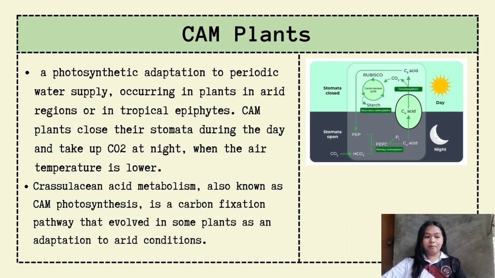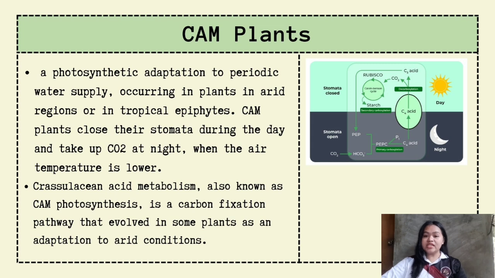Then next is CAM plants, a photosynthetic adaptation to periodic water supply, occurring in plants in arid regions or in tropical epiphytes. CAM plants close their stomata during the day and take up carbon dioxide at night, when the air temperature is lower. Crassulacean acid metabolism, or CAM photosynthesis, is a carbon fixation pathway that evolved in some plants as an adaptation to arid conditions.